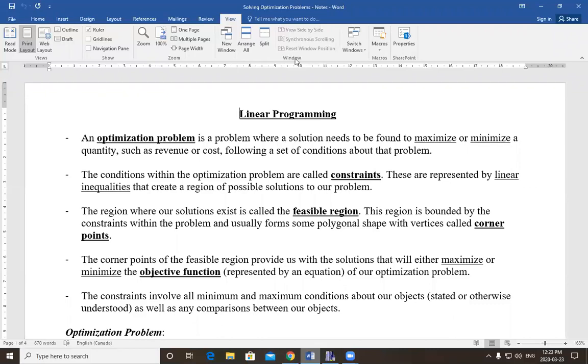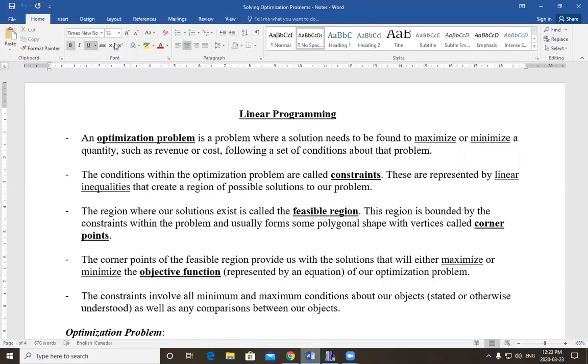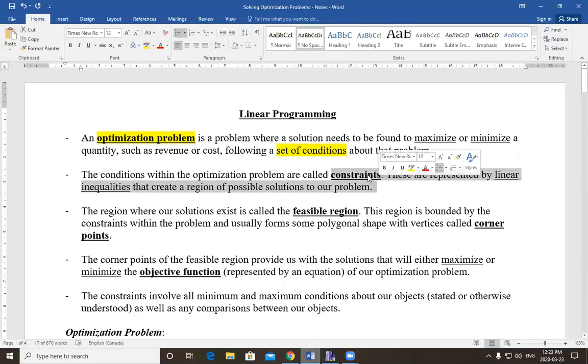So first of all, an optimization problem is a problem where a solution needs to be found to maximize or minimize a quantity, such as revenue or cost, that follows a set of conditions about that problem. Now that set of conditions are known as the constraints. And so the constraints are going to be represented as linear inequalities.